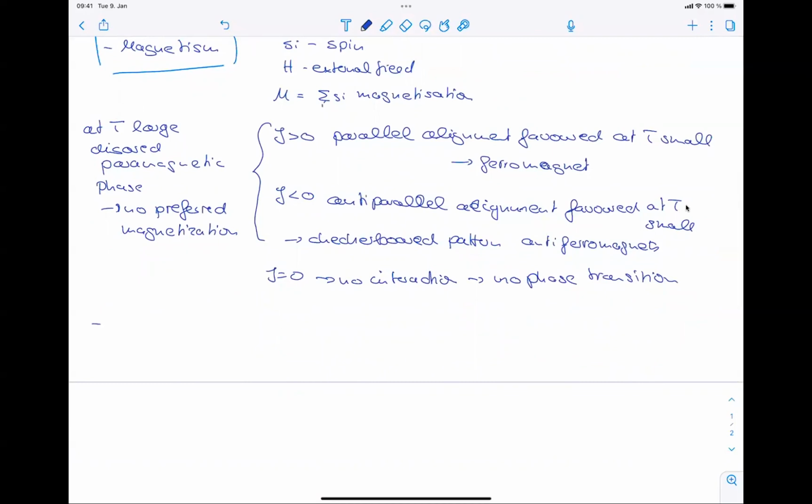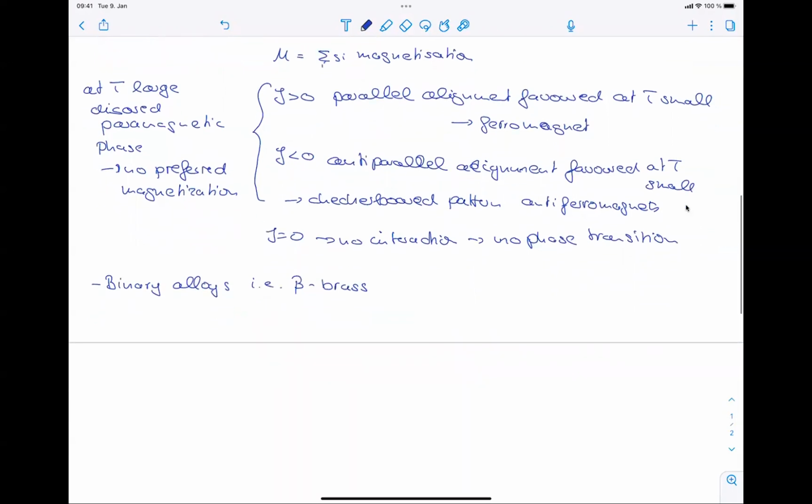I alluded to that already. So apparently you can also describe binary alloys. An example where you really have a fit of data to experimental data is beta brass, which is an alloy that is consisting of copper and zinc.